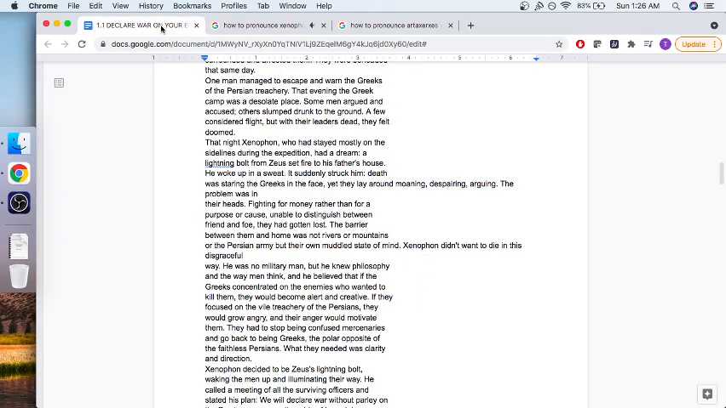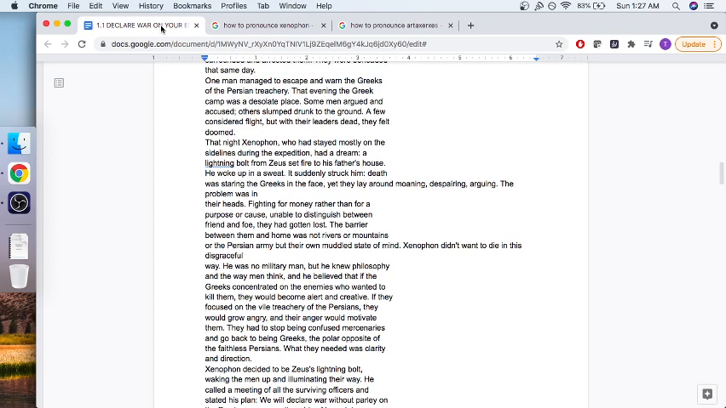Xenophon, who had stayed mostly on the sidelines during the expedition, had a dream. A lightning bolt from Zeus set fire to his father's house. He woke up in a sweat. It suddenly struck him. Death was staring the Greeks in the face, yet they lay around moaning, despairing, and arguing. The problem was in their heads.